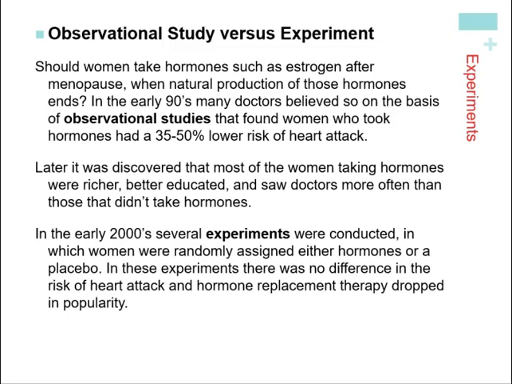And so what they had to do was do an experiment where they randomly assigned women to different treatments so that they could see whether the difference was the hormone therapy or the education level and the amount of money that someone had and how often they saw the doctor.